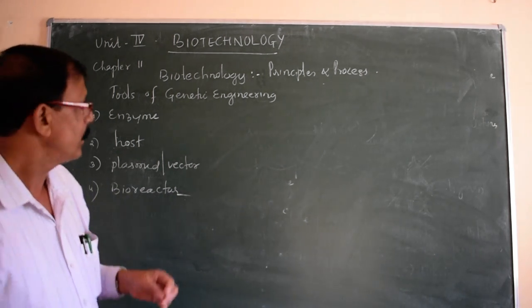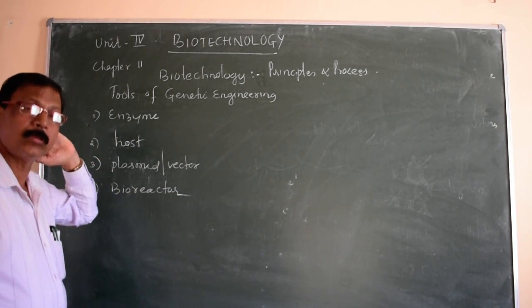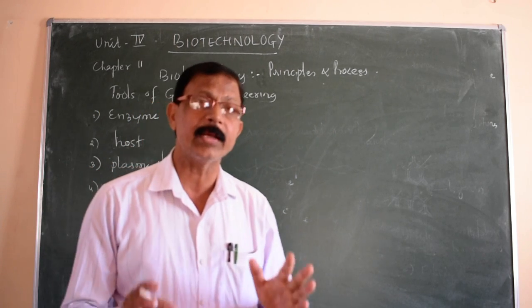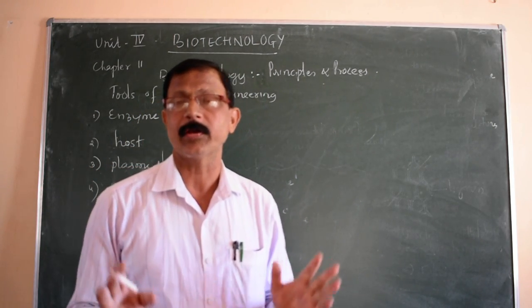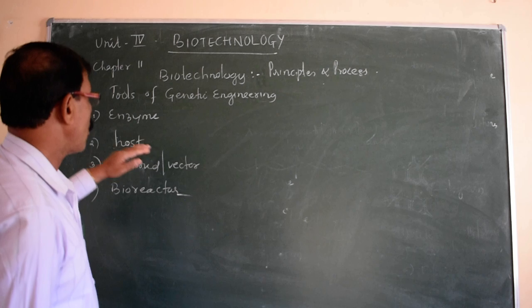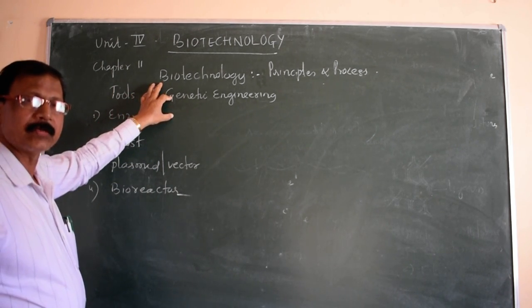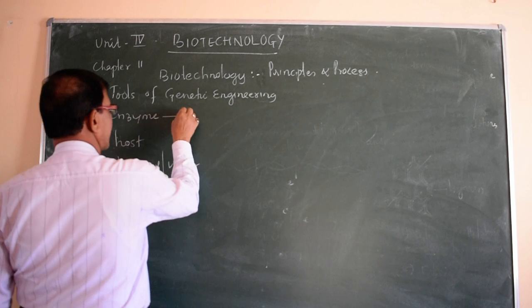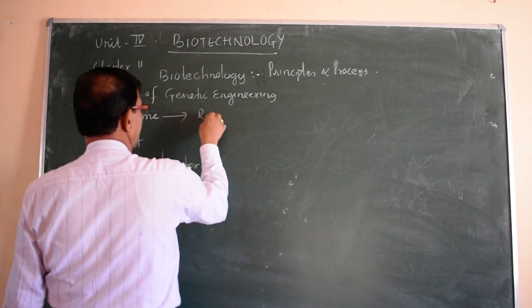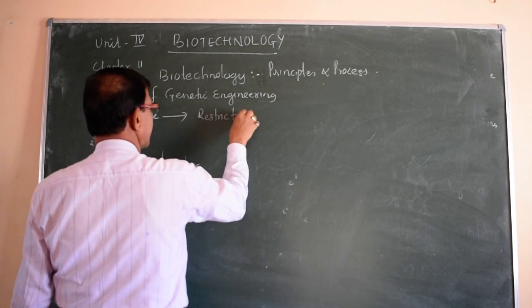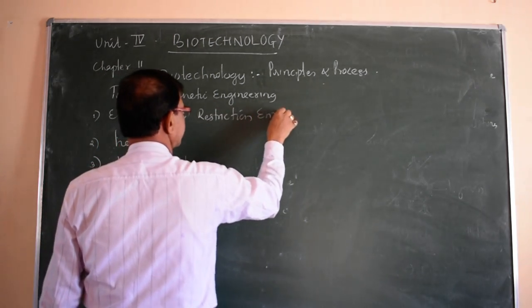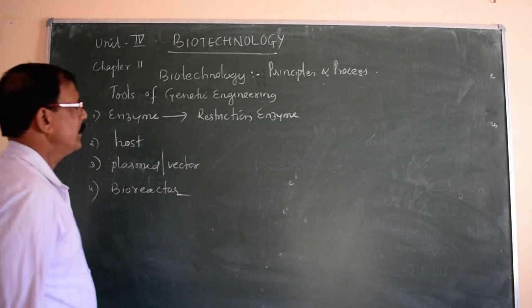Okay, here the enzymes are the most important. How well enzymes work in our body keeps the cells active. Similarly, how well enzymes work in genetic engineering, the better the result we will get. So there are 2 types of enzymes here. The enzyme is generally called a restriction enzyme.